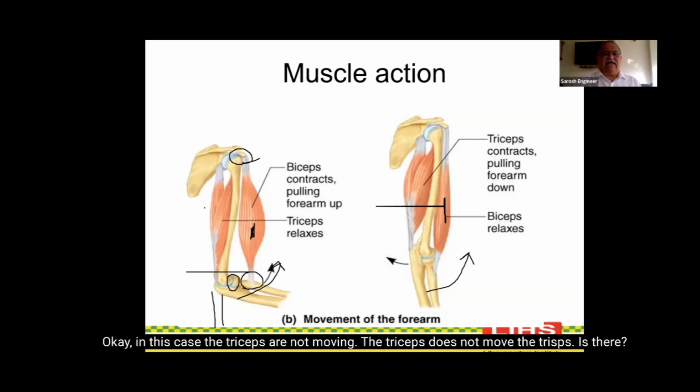In this case, the triceps is not moving. The triceps has not moved. The triceps is there only. So this movement which occurs in front of the elbow joint, we call flexion.